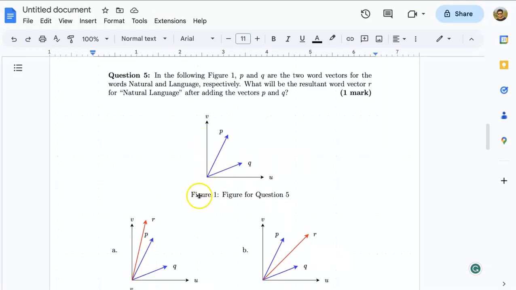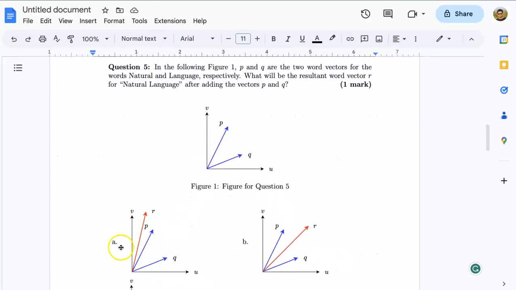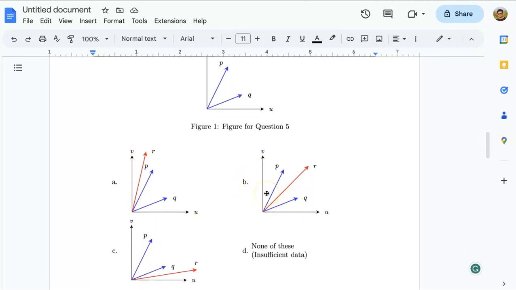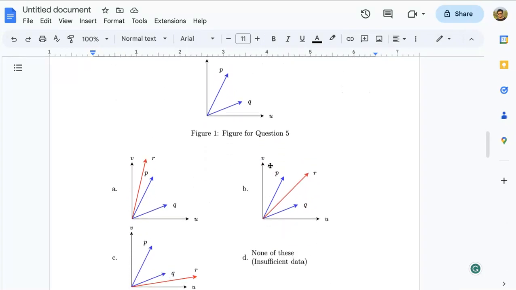So option A is not the correct one because it is out of scope. B is the correct answer. Option C is not correct, and D says none of these, insufficient data. No, we have sufficient data to get the addition of P and Q. So this is easy. For question 5, B is the correct answer.